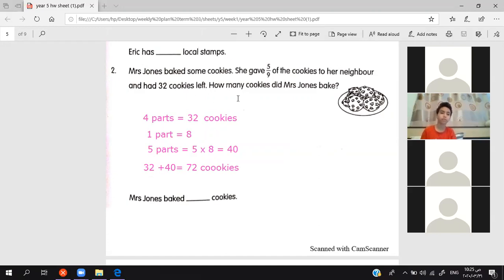I hope you understand. This is the trick: you just need to know this, understand this. She gave 5 parts out of 9 parts to her neighbor and she had left 32 cookies. So these 32 cookies are how many parts? If she gave 5 out of 9, how many will be left? 6, 7, 8, 9. 4 parts will be left. So I understood that the 4 parts are the 32 cookies.